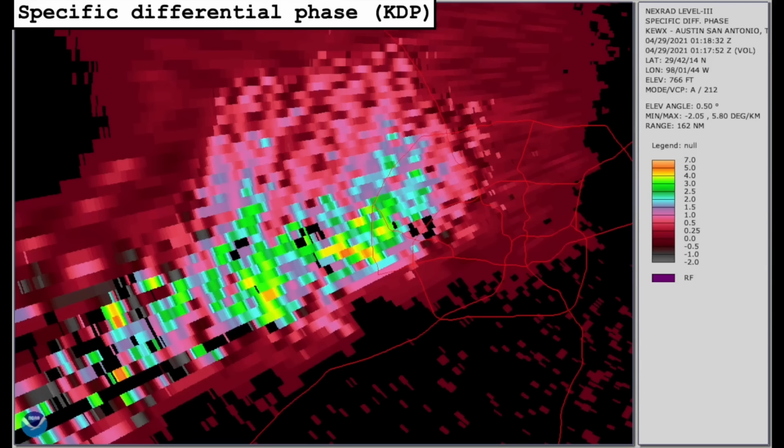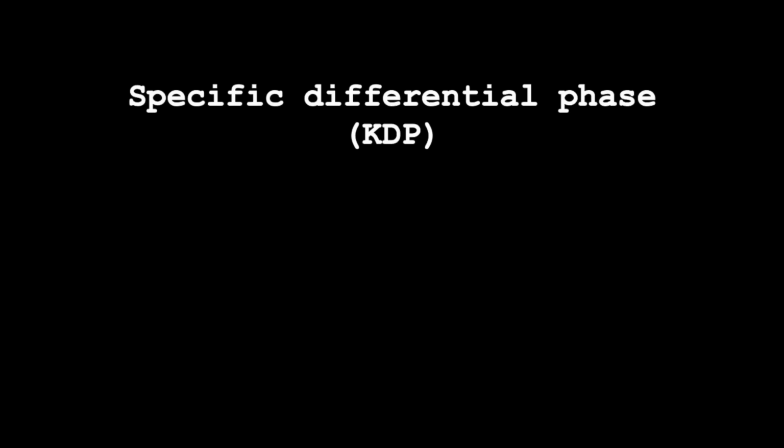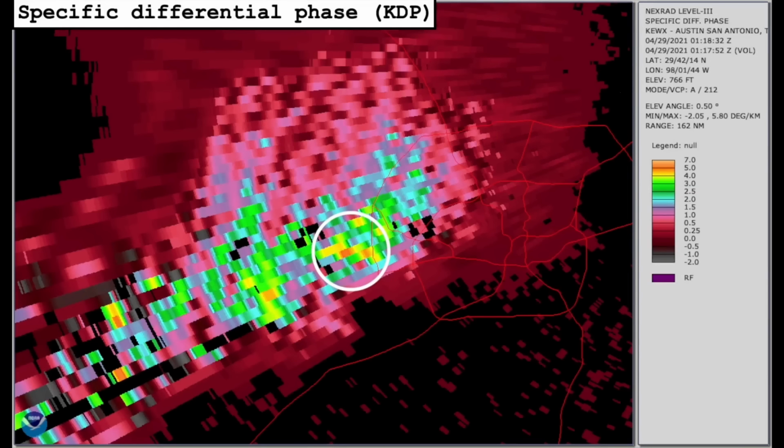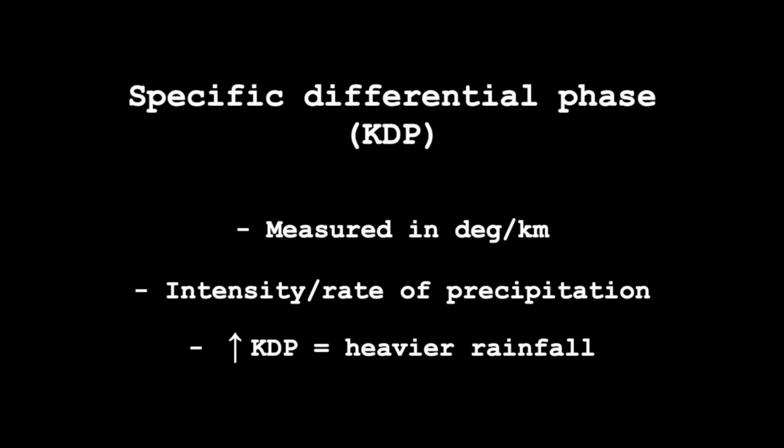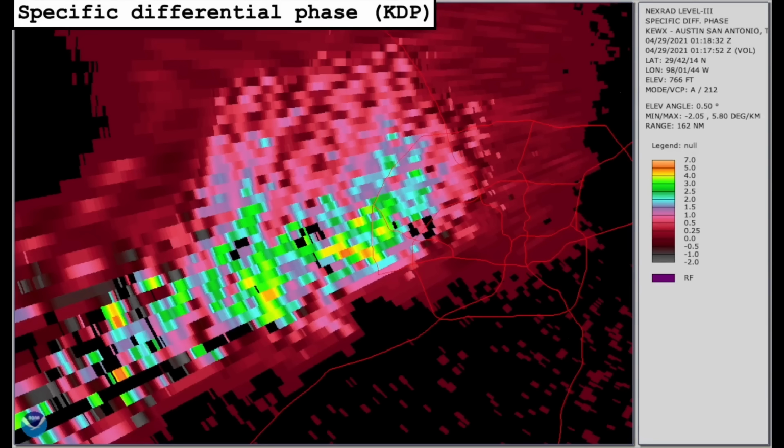In other words, how phase shift, and in turn attenuation, changes in the horizontal and vertical over a given distance along a radial. Since phase shift is measured in degrees, KDP has units of degrees per kilometer and ranges from -2 to 10. Increasing values of KDP represent an increase in the size and concentration of raindrops, which can attenuate the radar beam more. This suggests heavier rainfall. KDP may vary between areas of precipitation, even if reflectivity among these areas is similar.